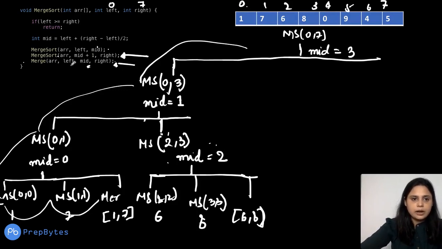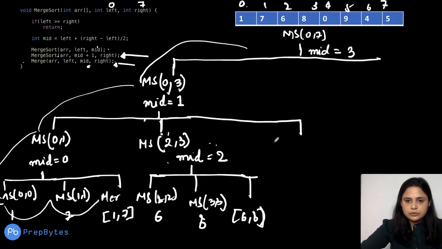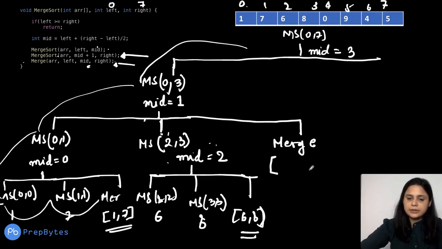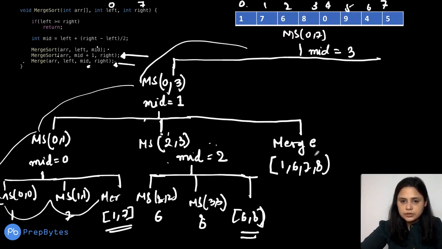Now we come here for our left equal to 0, mid equal to 1 and right equal to 3, and now merge is going to happen. Which two arrays is merge going to merge? It's going to merge 0 1 and 2 3, so basically it's going to merge 0 1 2 3. I'll follow the same merge process. We will merge 1 comma 7 and 6 comma 8, and we have seen the merge will give us 1 6 7 8. After this merging happens, we see that all of the branches are executed.